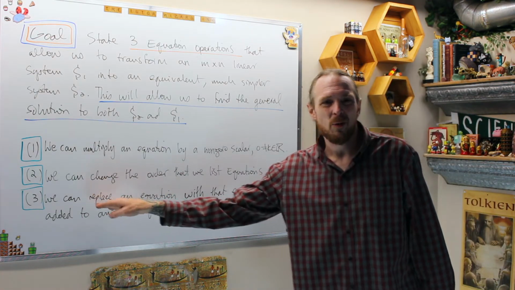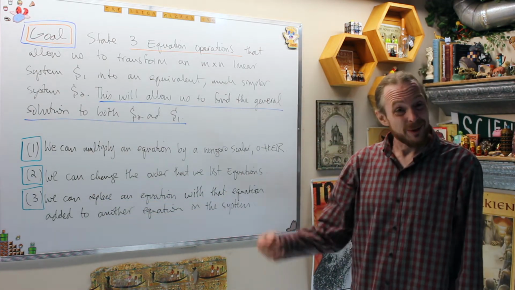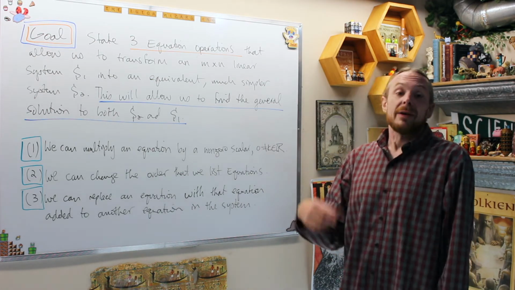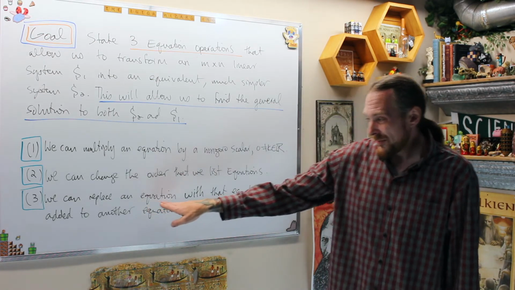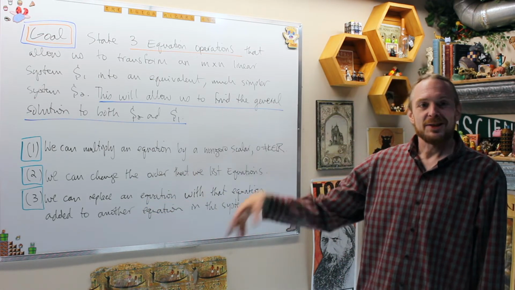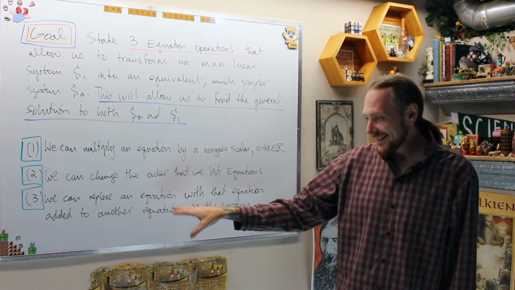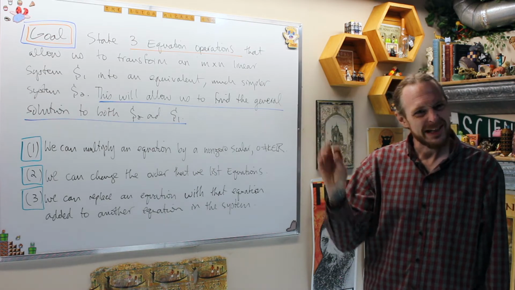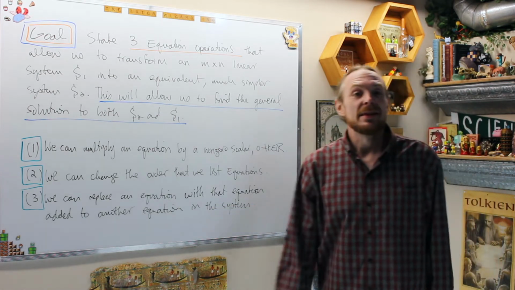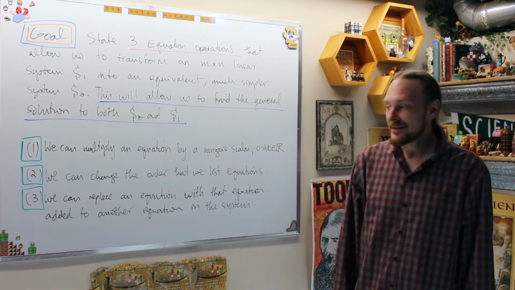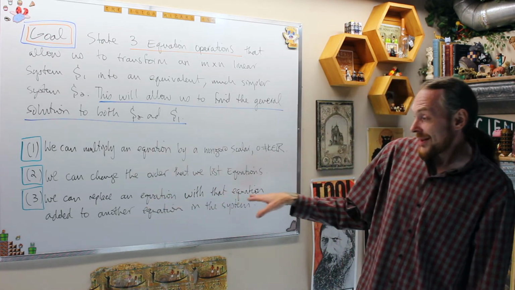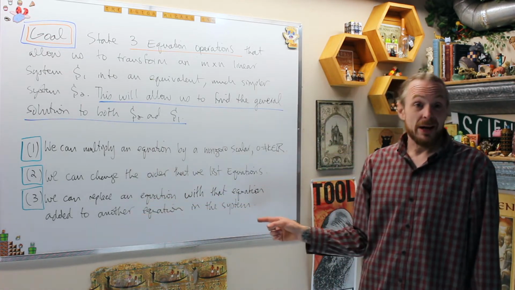Our third one, which I used in the previous video 3 times in each system, was to replace an equation by adding it to a multiple of another equation. Or in this case, technically the way we say that is that's already speeding up what we've done. Here, the thing that you're technically allowed to do is replace an equation with that equation added to another equation in the system.